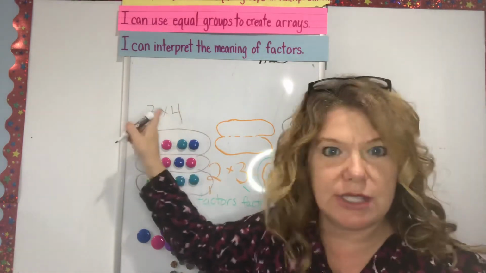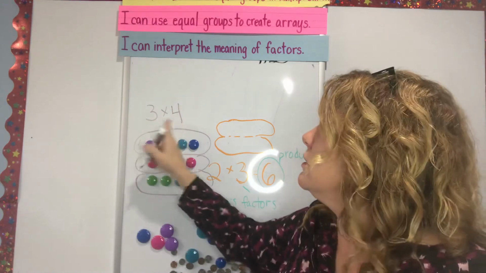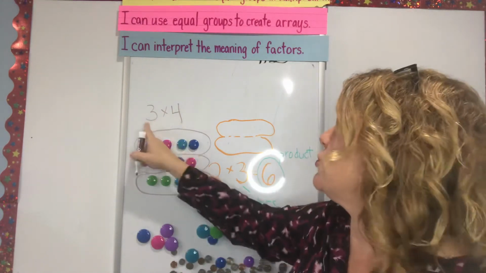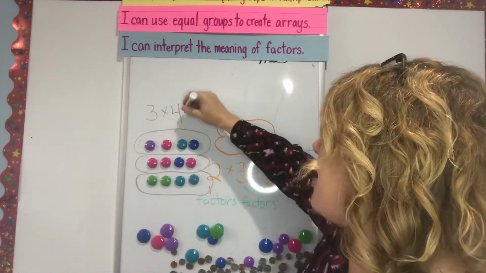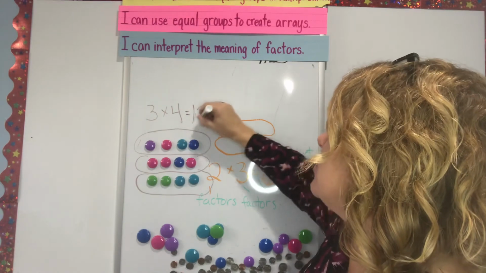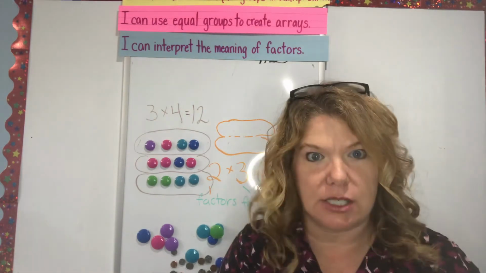And do you remember what these numbers are called? That's right, they're called factors. The numbers that you're multiplying are called factors, and our answer is called the product.